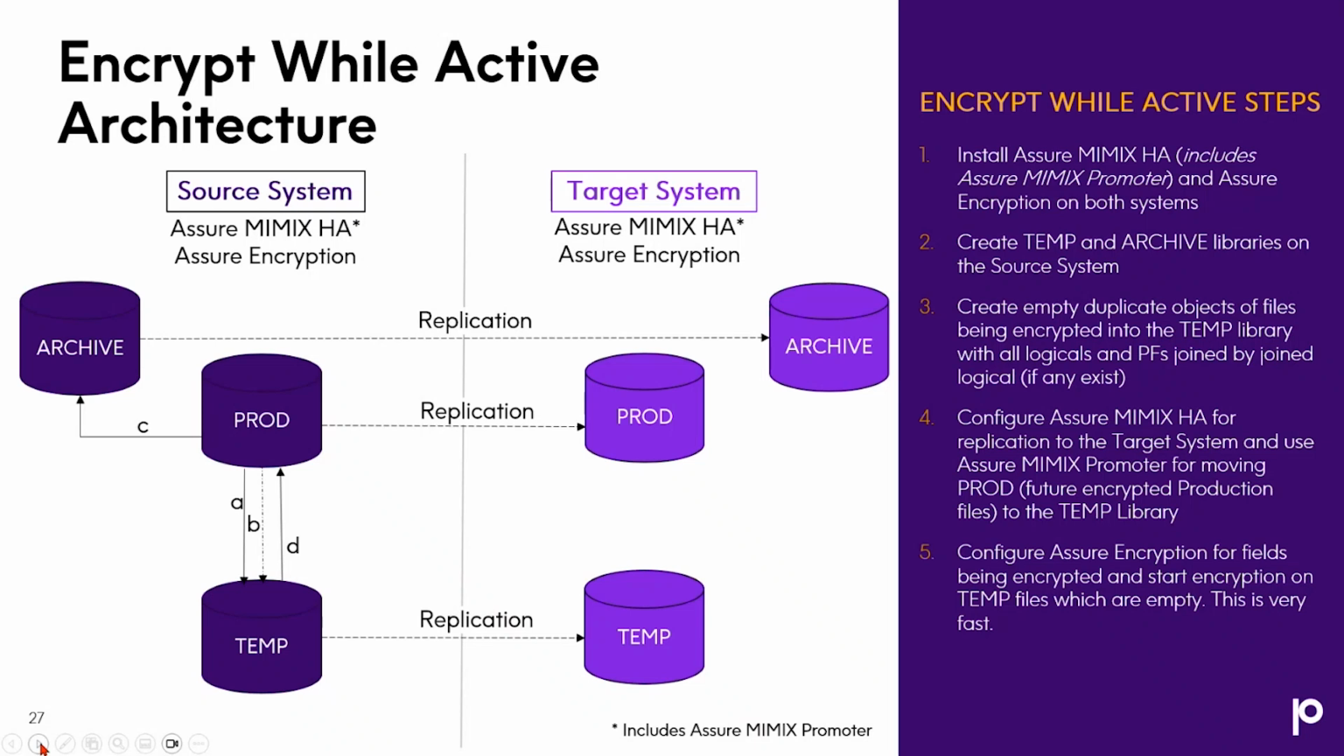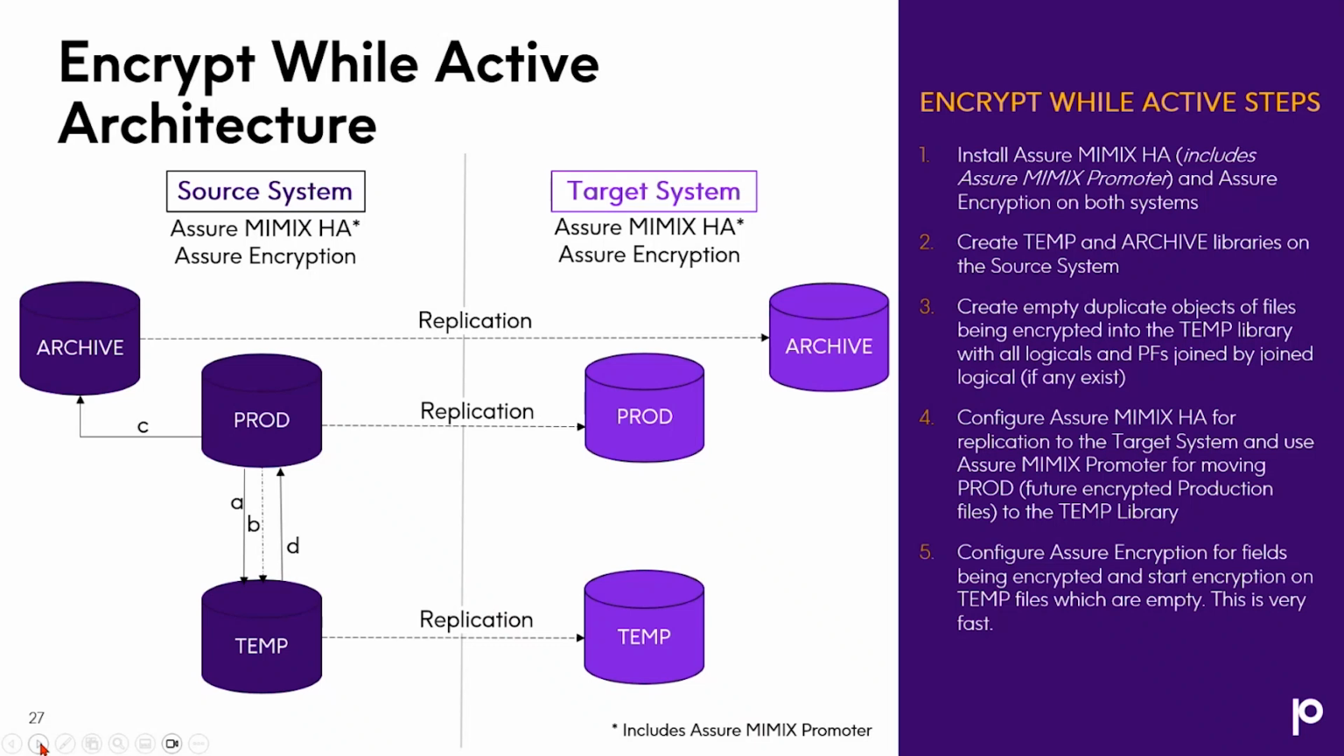So what this takes is installing Mimics HA. If you don't already have it, we have a lot of Mimics customers, and I work with them every day, as it relates to security as well. And that includes Mimics Promoter. Now we can also install just Promoter, if you don't have Mimics already, you don't plan on having it, and you just want the encryption while active solution, we can certainly do that as well. And then you're also going to install Assure Encryption on both systems. And then all the systems are going to be licensed for our software.